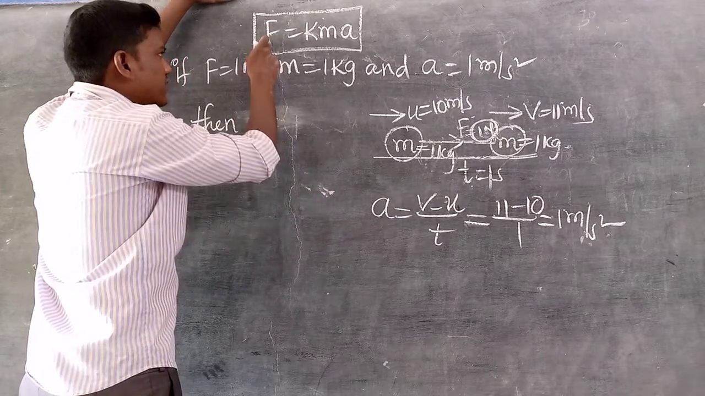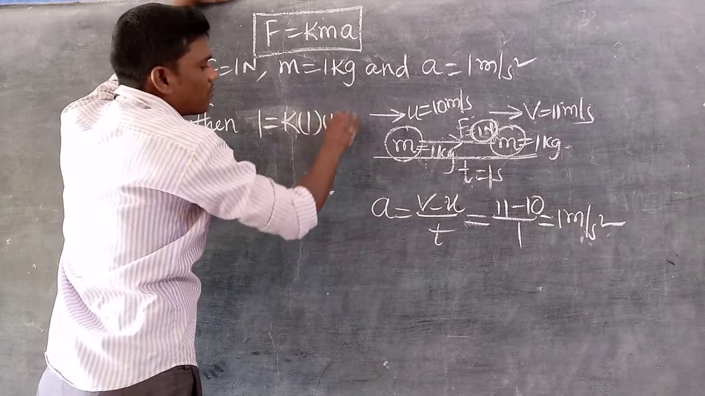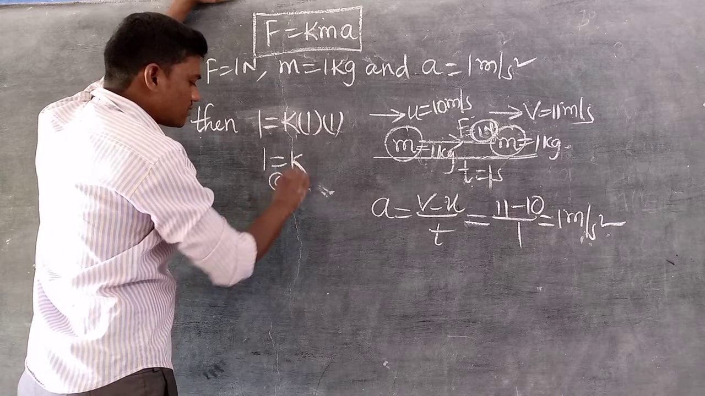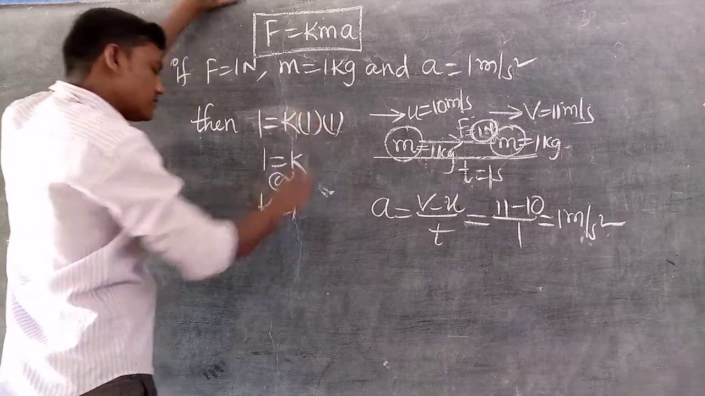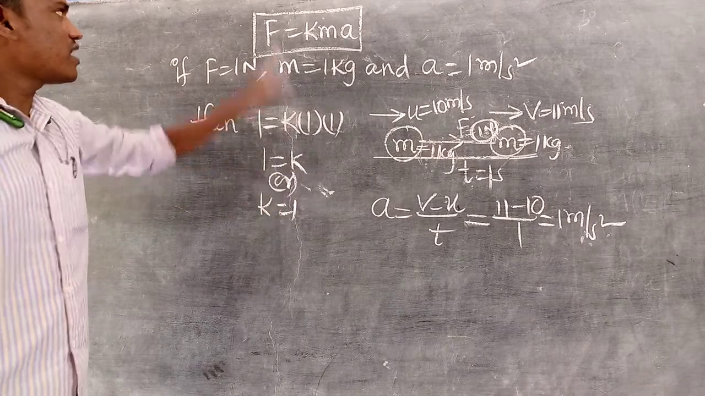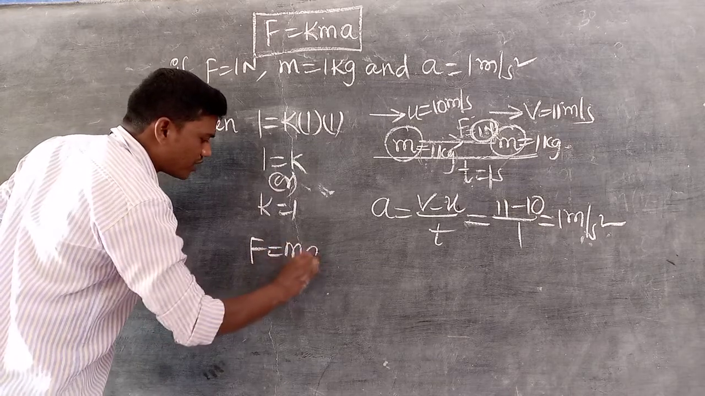These are all the values substituted in this formula. 1 in the place of F, k, m is also 1, a is 1. So 1 is equal to k, or k is equal to 1. That's right. So if k is equal to 1, then automatically what can you write? F is equal to m into a.